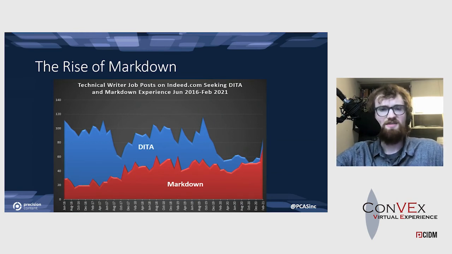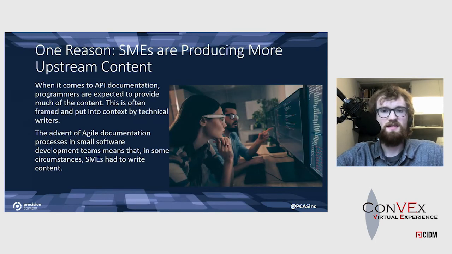So what might account for this shift away from DITA and toward Markdown? Well, one reason is that subject matter experts are increasingly producing upstream content. Programmers like Markdown. And when it's up to them to provide much of the content for API documentation, they're going to pick that over DITA. Additionally, the advent of agile documentation processes in small software development teams means that in some circumstances, subject matter experts, rather than technical writers, are going to be the ones who are writing content.